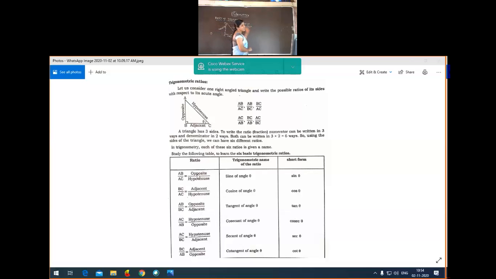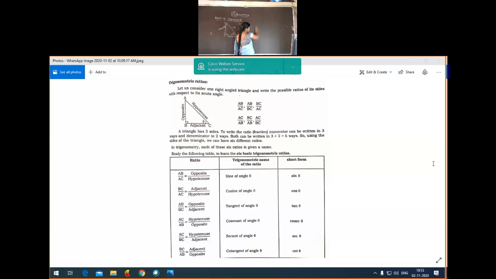So what is the name of this one, opposite by hypotenuse? That we will discuss later. So first we'll discuss this. Next one is adjacent by hypotenuse. Third one is opposite by adjacent, opposite side by adjacent side. Okay, so opposite by hypotenuse is over, adjacent by hypotenuse is over, and these 3 are over.